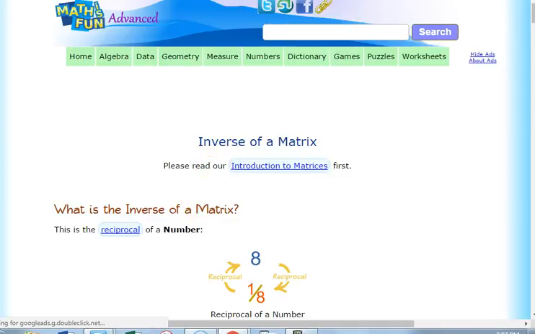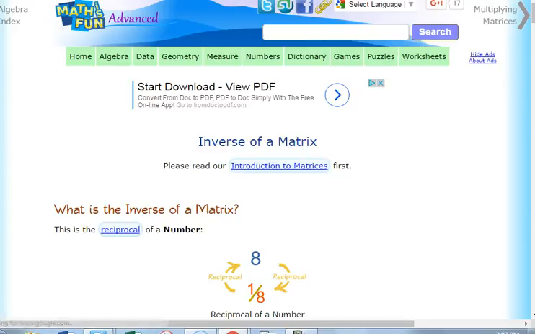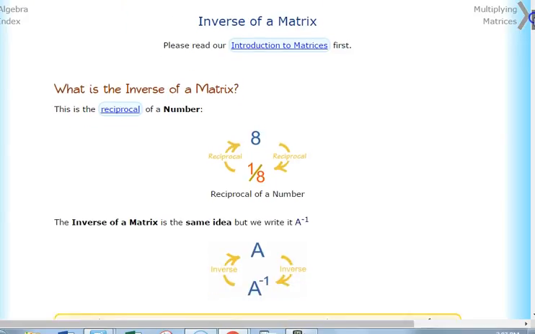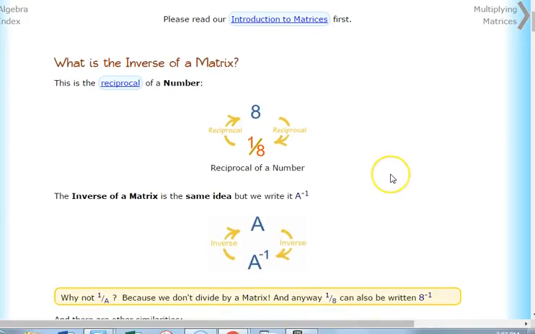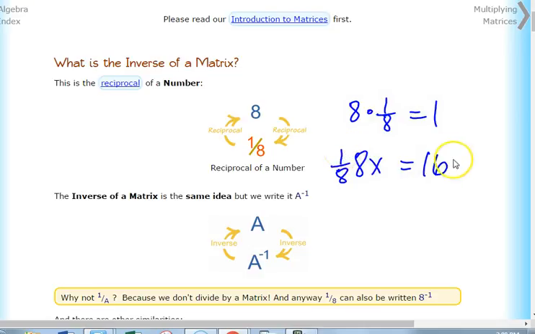First of all, I'm using a site here that I'm taping for my lesson, but the inverse of a matrix, guys, the inverse idea is kind of a reciprocal. You know that if you want to get rid of 8, you multiply by 1/8 and you get 1, right? So if you had 8x equals 16, you could, in theory, multiply by 1/8 on both sides and solve, because you'd get 1x equals 2. Okay? So the multiplicative inverse was what got rid of it.